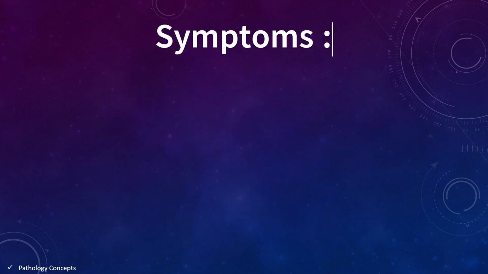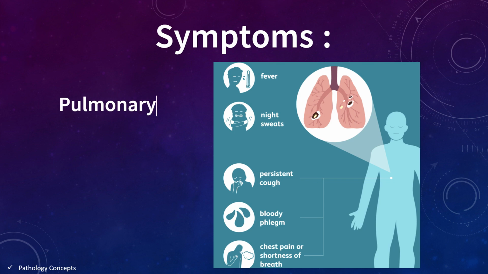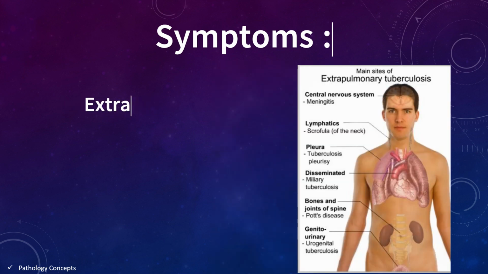Symptoms. There are mainly two types of tuberculosis. First is pulmonary and second is extrapulmonary. The symptoms of pulmonary tuberculosis are cough, hemoptysis, night sweats, low-grade fever, weight loss and weakness. The symptoms of extrapulmonary tuberculosis are night sweats, low-grade fever, weight loss, weakness, pain at the site of infection and symptoms related to the organ or site that is affected.